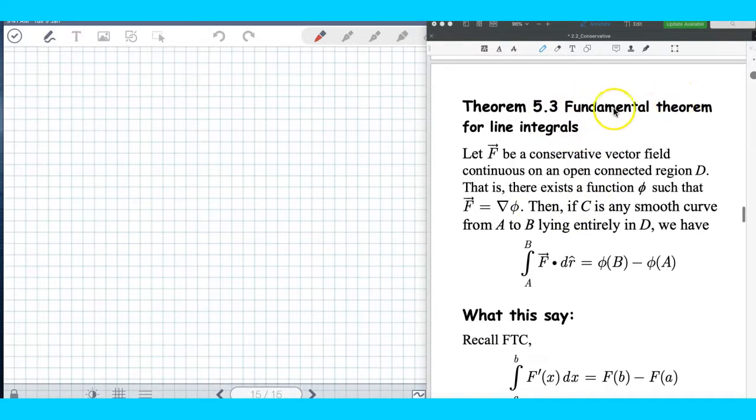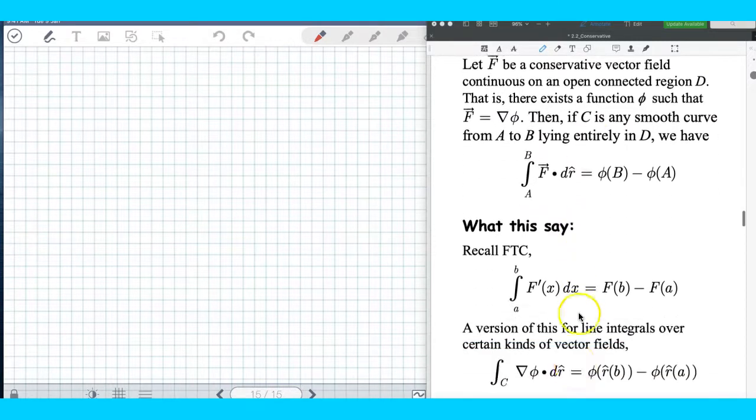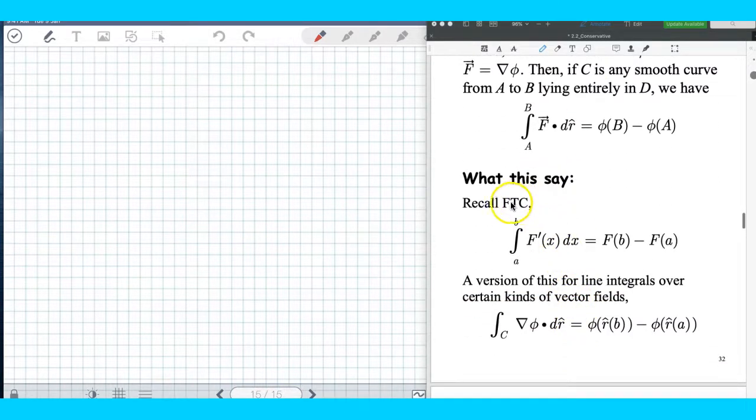The fundamental theorem is actually from the fundamental theorem of calculus. We simply say the FTC, fundamental theorem of calculus, means that if you integrate the derivative of f with respect to x, then you will get f(x) back, and you have to evaluate it at x equals b minus x equals a. So that is the fundamental theorem of calculus.